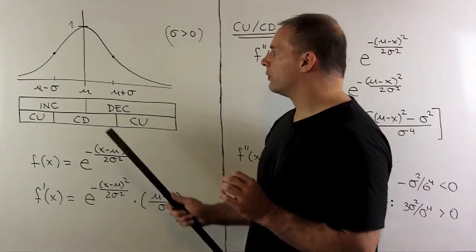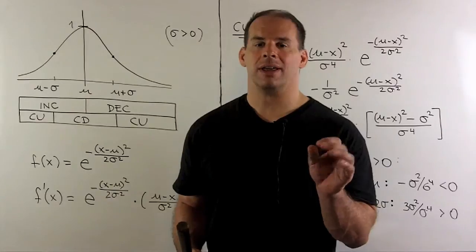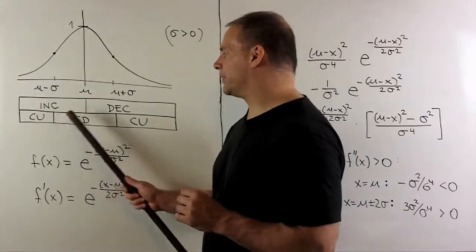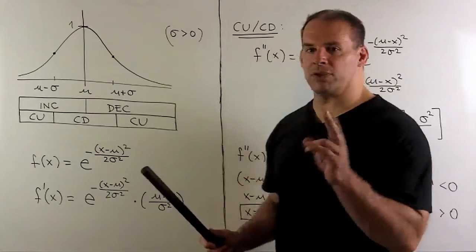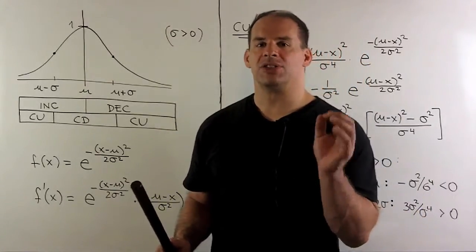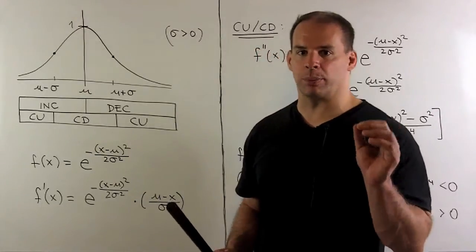Now, for the points where the second derivative is 0, we have inflection points. There we have concave up to concave down to concave up. So we have a switching concavity, second derivative is equal to 0 at both points, and the tangent line exists at both points.